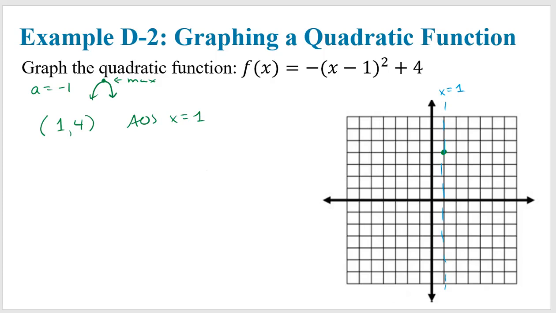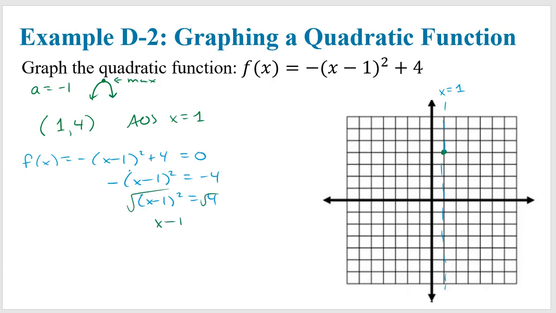All right, if you want to find your x-intercepts, remember you just set your function equal to 0. So I'm going to take that function, which is negative (x minus 1) squared plus 4, and I'm going to set that equal to 0. So subtract 4 from both sides. I get negative (x minus 1) quantity squared equals negative 4. Divide both sides by negative 1. Take the square root of both sides.